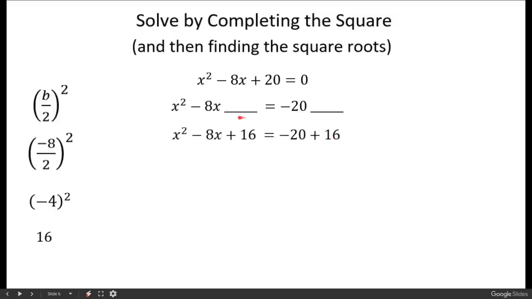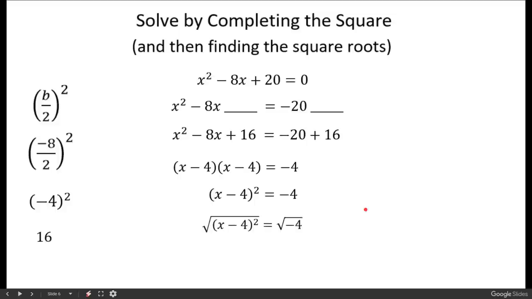And remember, what you do on the left, you're going to also have to do on the right. Now here's where it gets a little tricky and can confuse people at times. This left side has now become a perfect square trinomial. So we could rewrite that as (x minus 4)(x minus 4). And notice we did -20 plus 16 here, and we got -4. That can be rewritten as (x minus 4) squared equals -4. And now we can use the finding the square roots method.